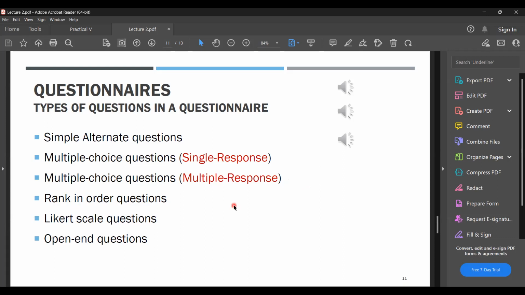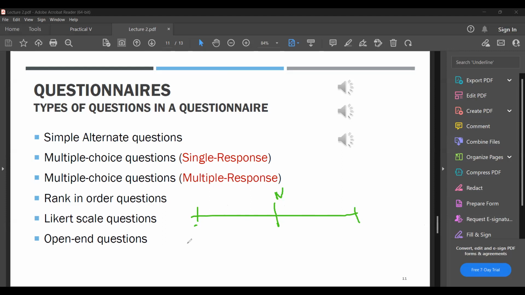Rank in order questions. Sometimes you can rank order the answers, right? Good, better, best, likewise. And the Likert scale questions are some kind of rank order questions. In a Likert scale, there are choices from worst to best, and in the middle you have the neutral point, right? No idea, or something like strongly agree, no idea, disagree, strongly disagree, likewise. From worst to best, or best to worst, with a neutral point.